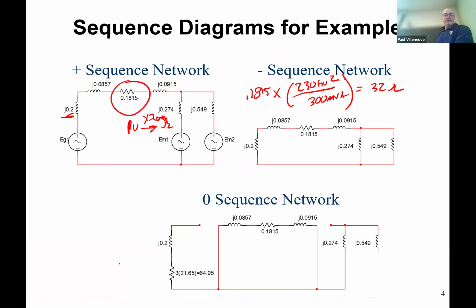That's right. But he told me the answer was 32 ohms. That's 21.65. Where do you think I got 21.65 from? 32 divided by V base squared divided by S base, right? I didn't put 32 in there because then I would have also had to put ohms. Do you see any units here? So that's where you get that.